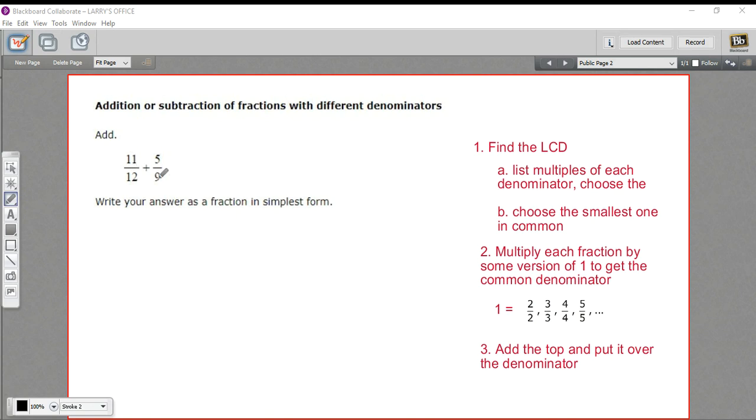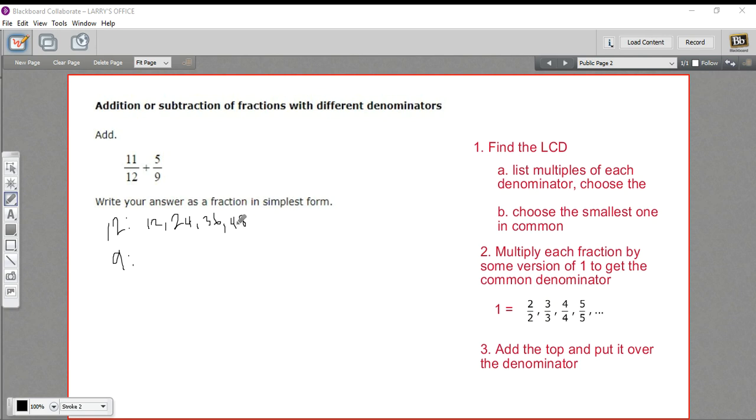We have 11/12 plus 5/9. To find the least common denominator, we want to list the multiples of 12, and we want to list the multiples of 9. And when I say list the multiples, I mean count by that number, count by 12s, or take 12 and multiply it by 1, and then take 12 and multiply it by 2, which is 24, and 12 and multiply it by 3, which is 36, and 12 and multiply it by 4, which is 48.